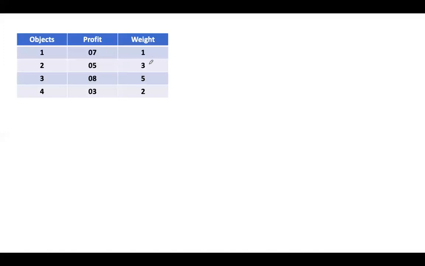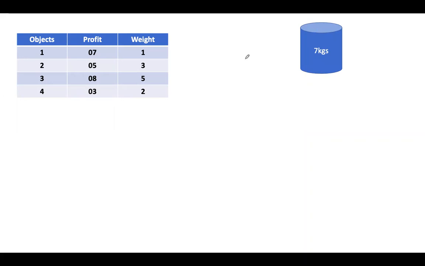The weights associated with the 4 objects: first object weight is 1 kg, I will consider it as kg itself. Second object is 3 kg. Third object is 5 kg and fourth object is 2 kg. So this is the given condition. 4 objects along with their associated weights and profits are given. The task is, here is a container. This container, or knapsack, a bag, has a capacity of 7 kg.